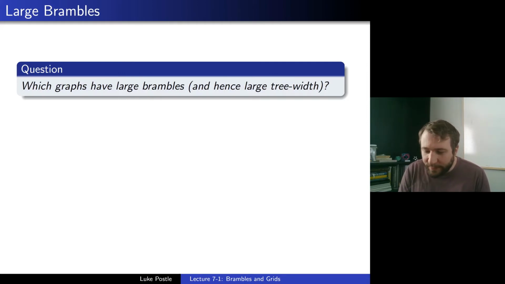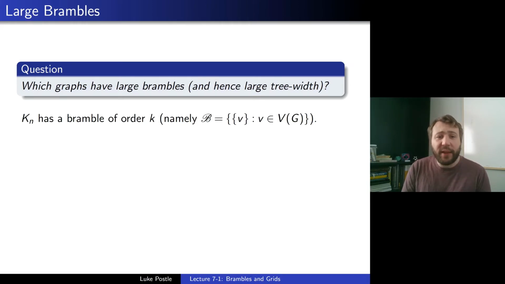That is nice, but which graphs have large brambles? Maybe pause and think for a moment if you can think of any. There's one obvious one: complete graphs have brambles of order k, right? You know they have tree width k minus 1, and so they should have these brambles. And what is the bramble? You could just take each vertex, and this would be a bramble because they'd all be connected and mutually touching because of the edges.